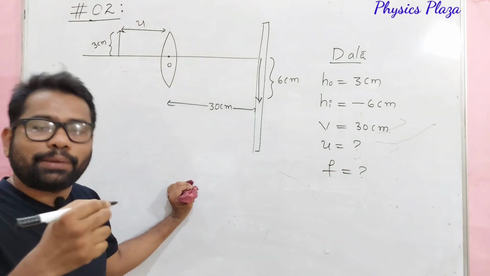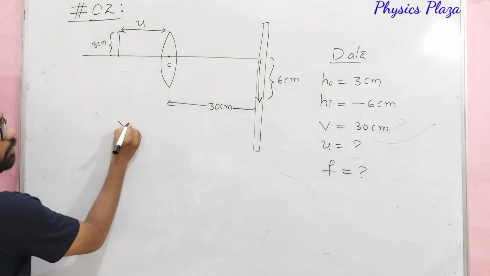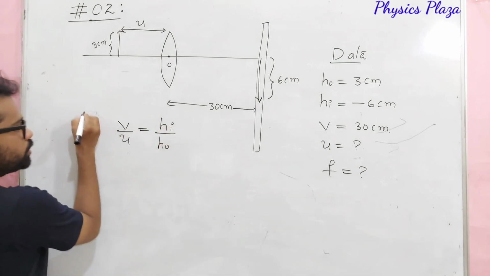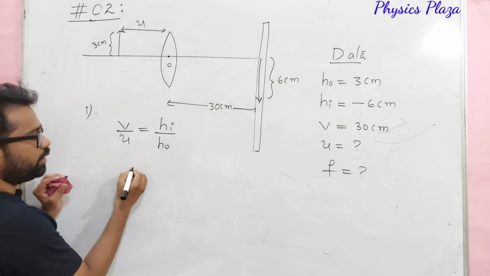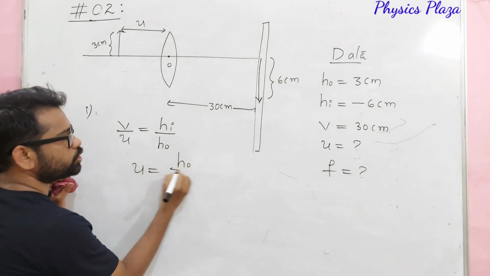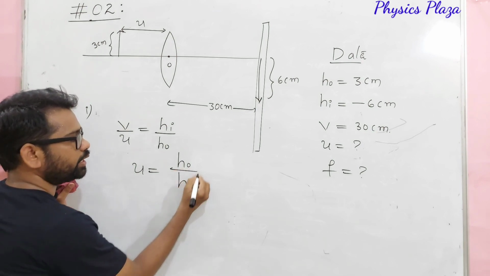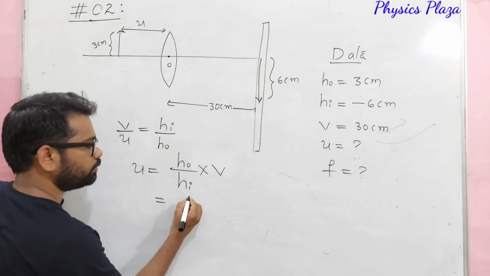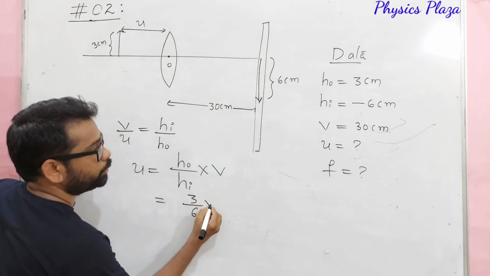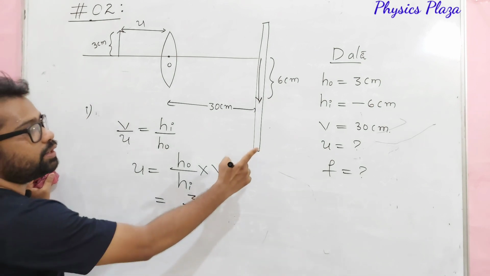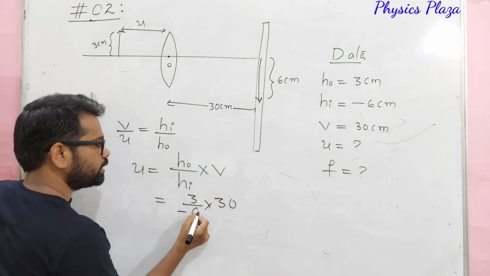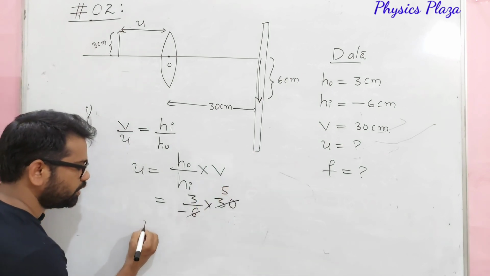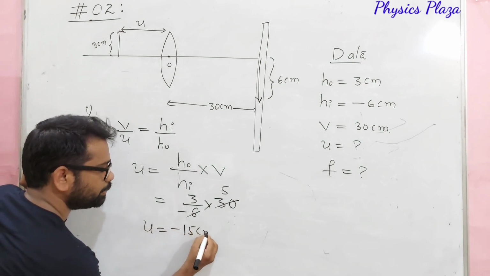Children, from the concept of linear magnification, we have this relation: v by u is equal to hi by h naught. So from this we can write u is equal to h naught, that is the object height, by image height, into v. Now let us substitute. h naught value is 3 by 6, into minus 6, should not forget, and v value is given, it is 30. So children, 6 ones are 6, 5 sixes are 30. Now 3 into 5 is how much? Minus 15. So u is equal to minus 15 centimeters.